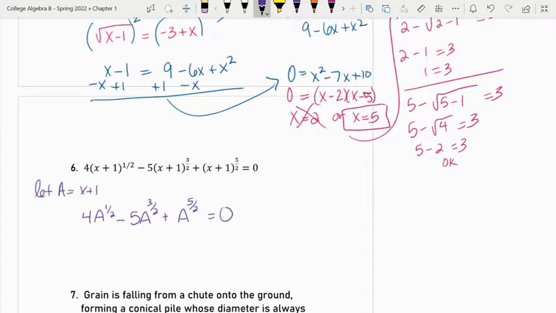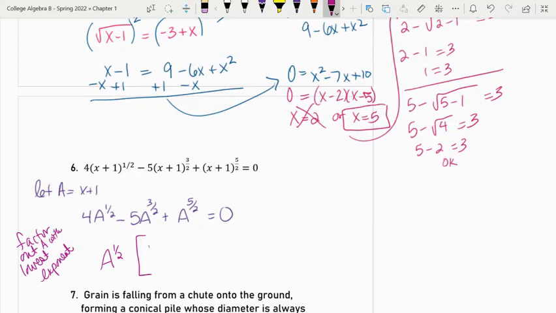So then what we want to do is factor out the lowest exponent, like we do if you have a 5x to the third plus x squared, you would factor out an x squared. So we're going to factor out the lowest exponent. So the lowest exponent is a to the half. Factor out a with the lowest exponent. So a to the 1/2 here.